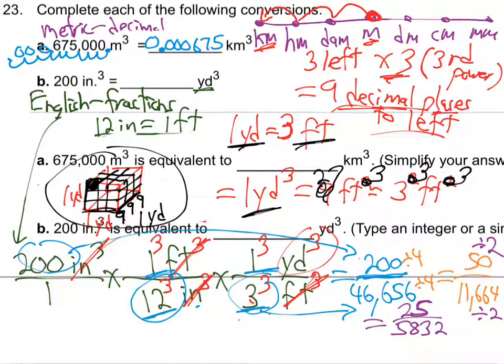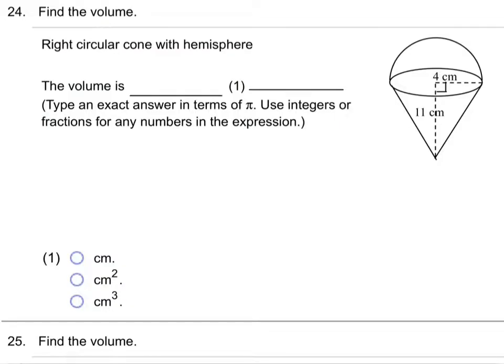How do we know? Well, the top is no longer divisible by 2. 25 can't be divided by 2. We cannot reduce that fraction any further. 25 over 5832, and what are the units on that? Cubic yards. So we reduce that fraction in the end. There we go. All right, number 24.